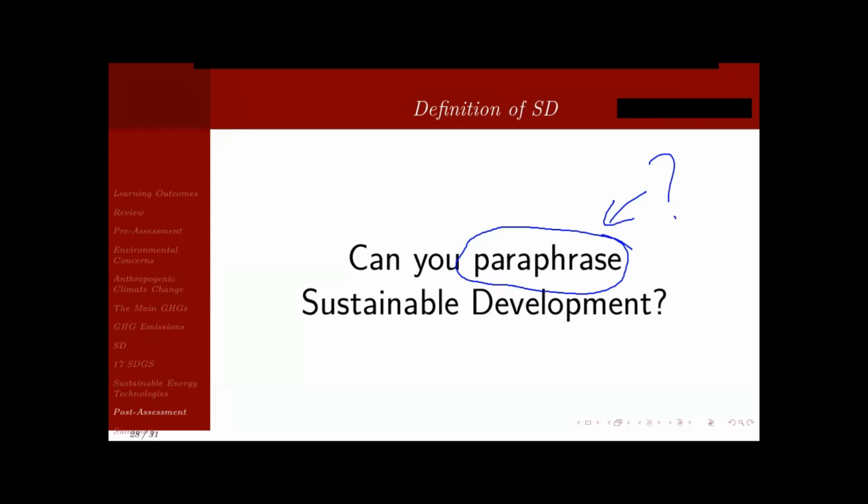ID 81. You want to try? ID 81. Yes. Can you paraphrase sustainable development? Sustainable development is a kind of development that would not endanger the future generation. Thank you. Thank you very much.